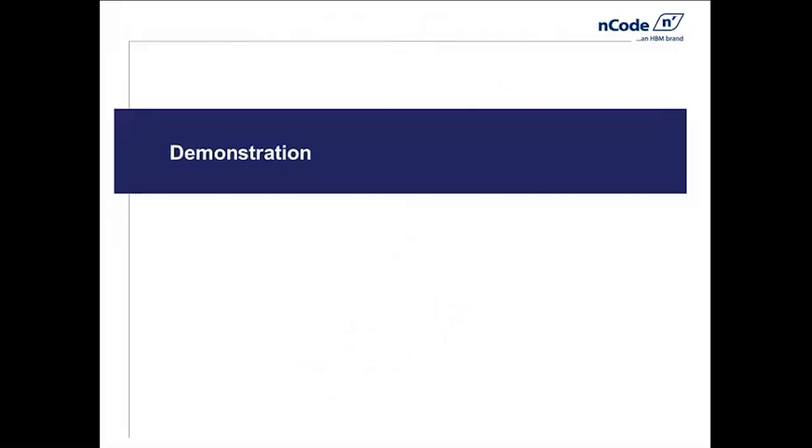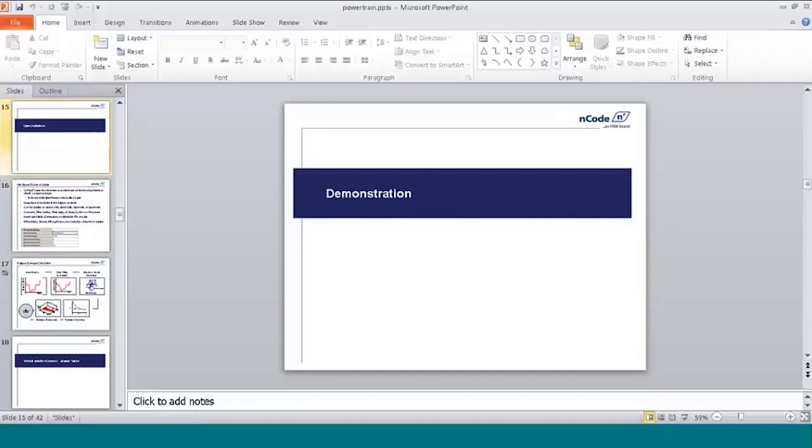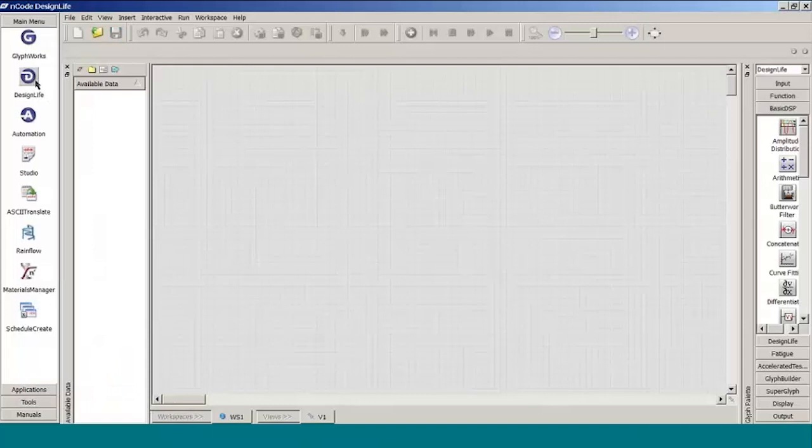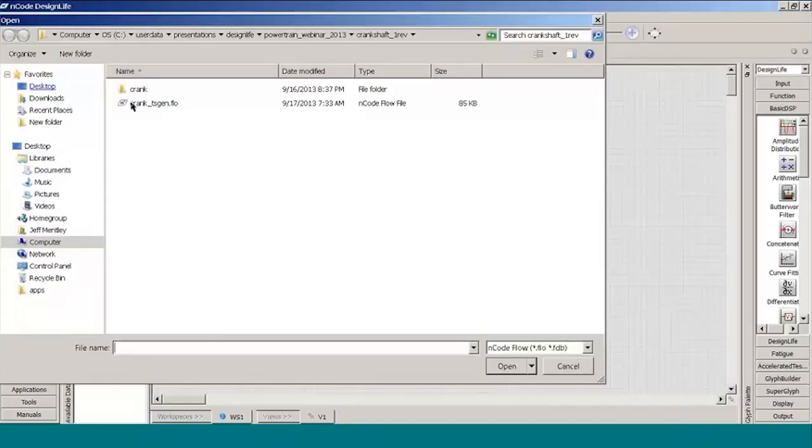I'm going to go in and bring up the software quickly. I'm going to start DesignLife. DesignLife, if you haven't seen it, is a process-oriented durability solution using finite elements. And the first thing I'm going to do is open a pre-existing process. It's one I had created earlier today.